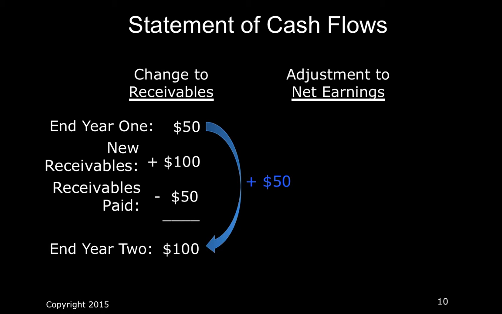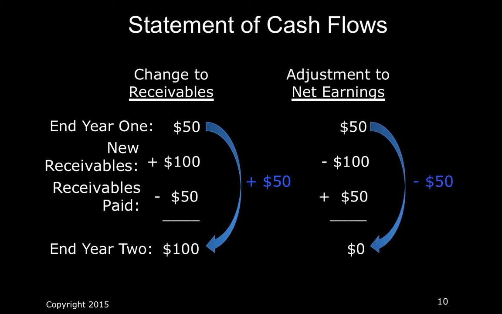The adjustment to net earnings on the statement of cash flows is the same, except the positive flips to negative. Let's assume earnings were $50 in year 2. The $100 increase in receivables needs to be subtracted from net earnings because it does not reflect a cash transaction. But the $50 cash payment needs to be added to net earnings because net earnings did not include this payment. The net effect is a $50 deduction from net earnings.